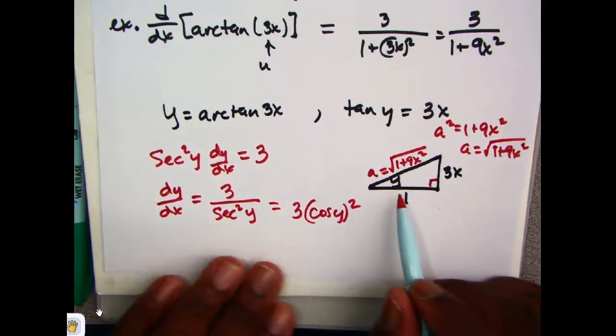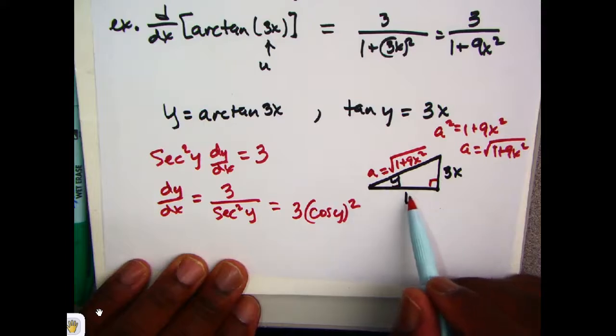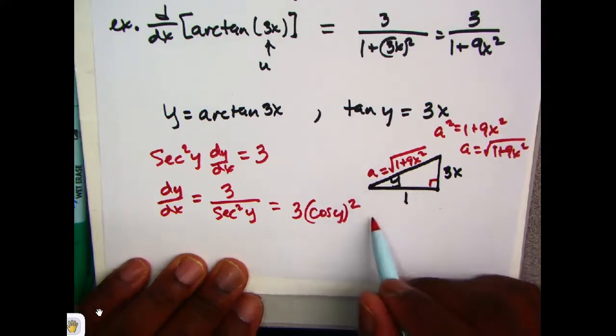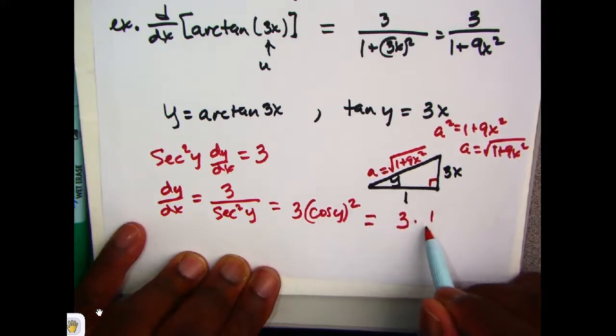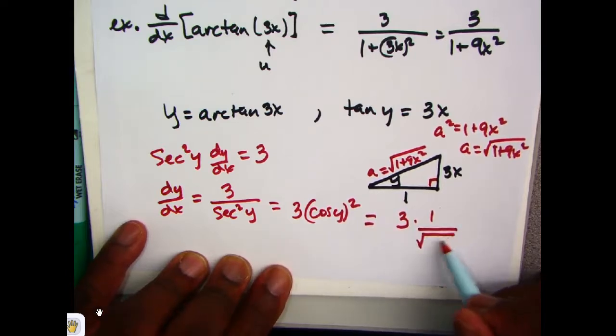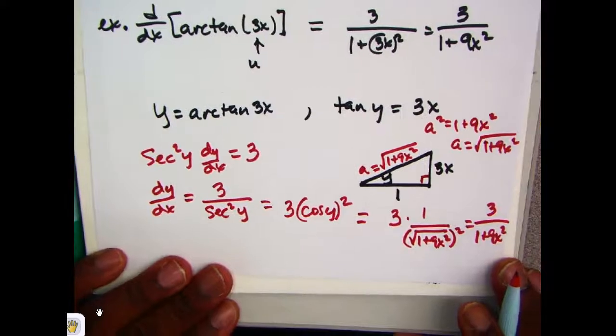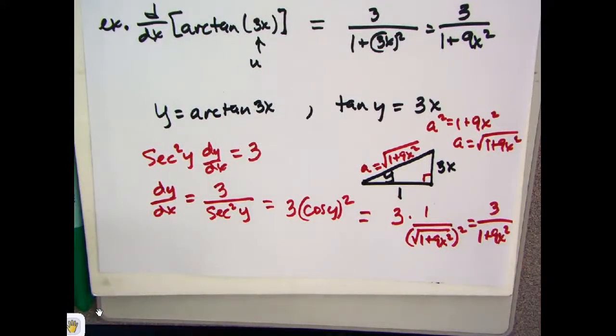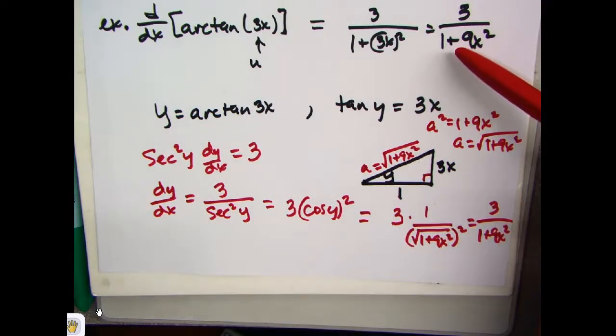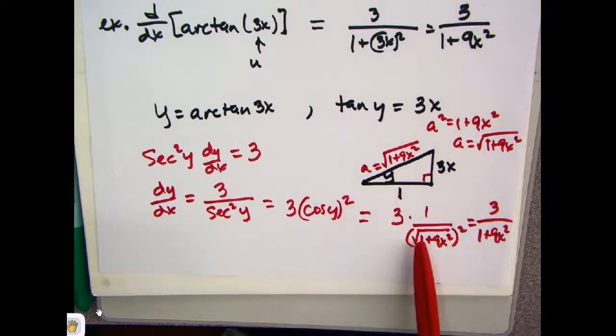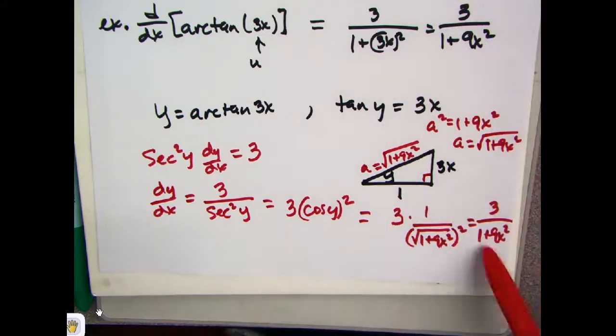Okay, so here, if this is y, cosine of y is adjacent divided by hypotenuse, so that would be 3 times 1 over the square root of 1 plus 9x squared, which is 3 over 1 plus 9x squared. Okay, so on the AP exam or on your Unit 5 test, how do you want to solve this problem? Do you want to have the formula memorized, or do you want to derive it? Either way, you're going to come up with the same answer.